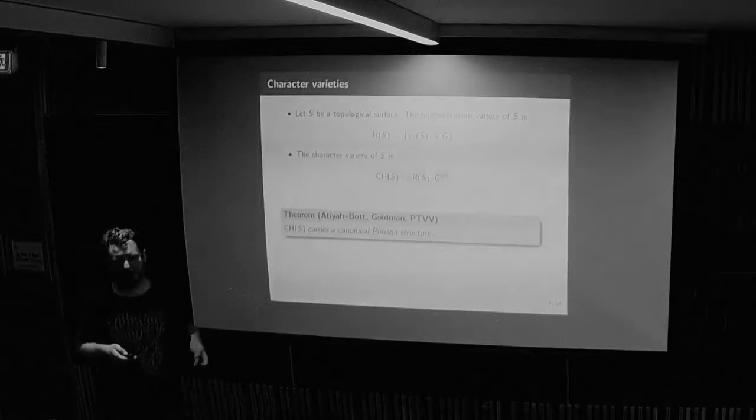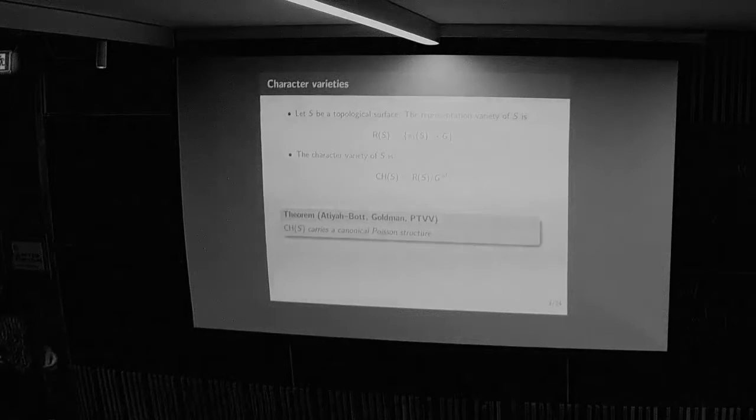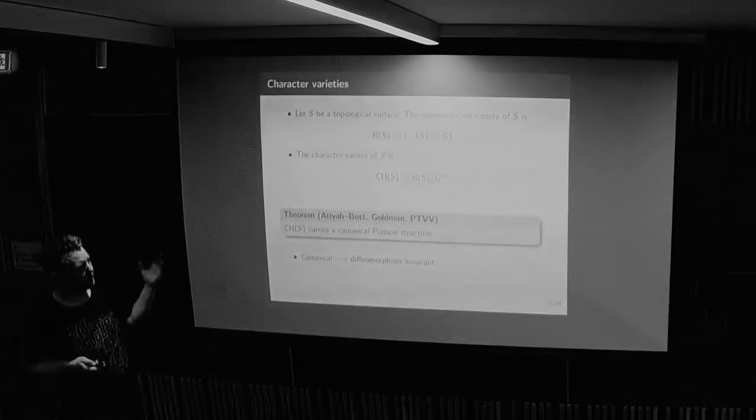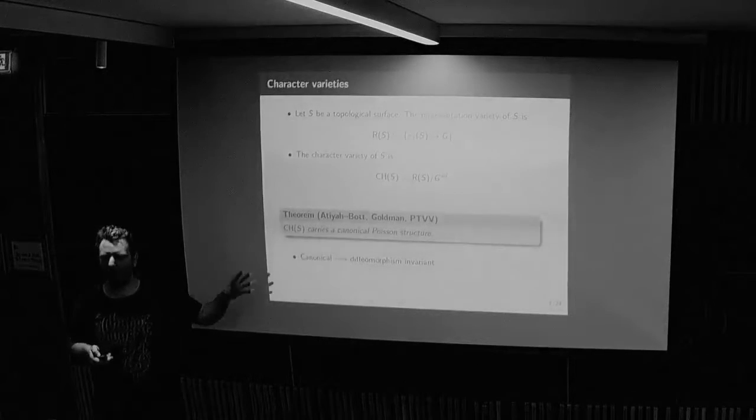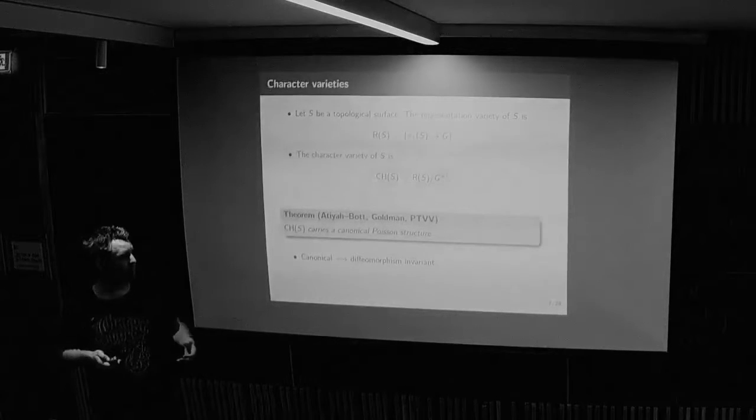this character variety or character stack carries a canonical Poisson structure. And here by canonical I mean that it's really defined entirely in terms of the topology of the surface. So in particular it's a diffeomorphism invariant.